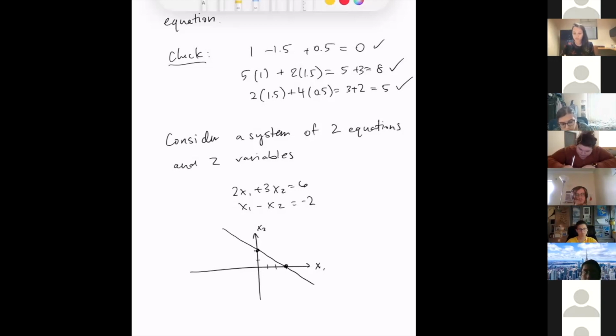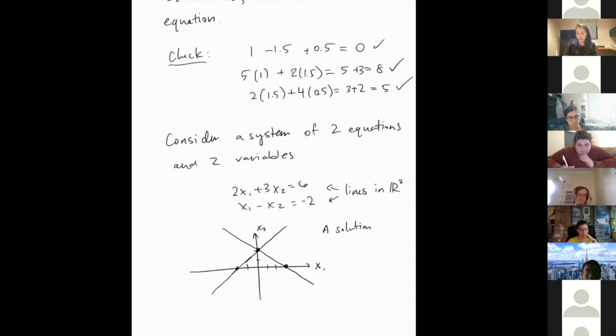Okay. And then for the second one, we can do something similar. So if x1 is 0, x2 is 2. So it actually goes through that same point there. And then if x2 is 0, x1 is minus 2. So we get this line right here, right? Okay, so when it comes to systems like this, these are represented by lines in R2, right? And a solution of the system corresponds to an intersection point of those 2 lines, right?